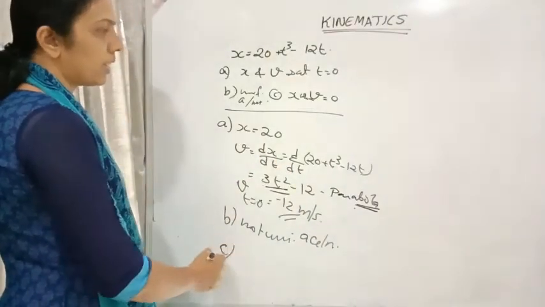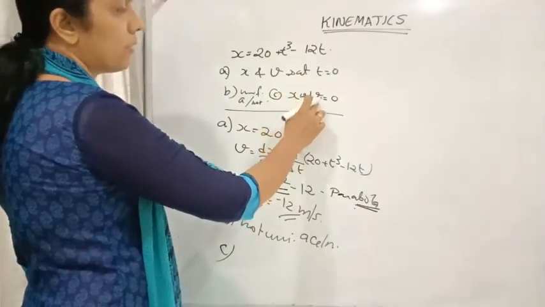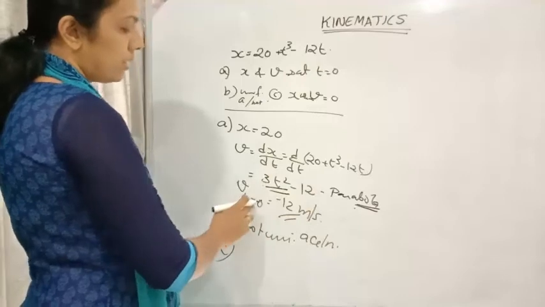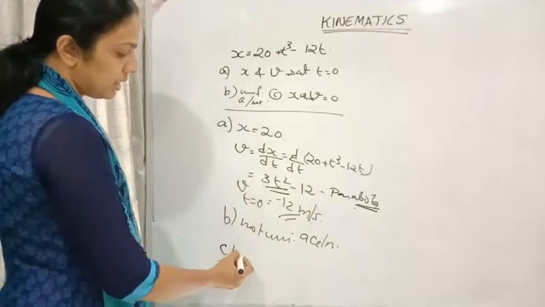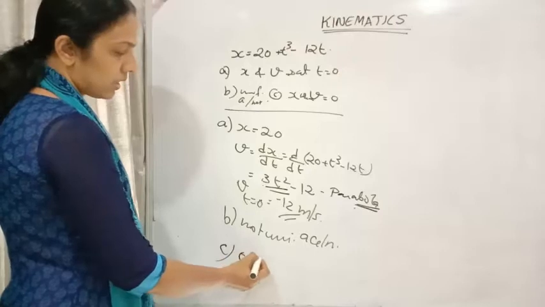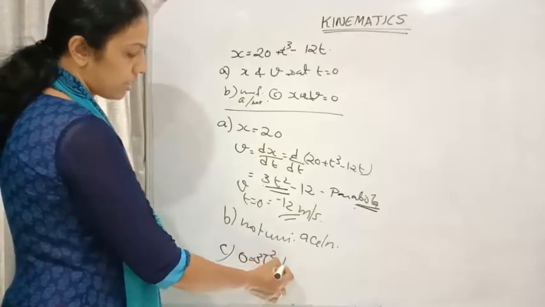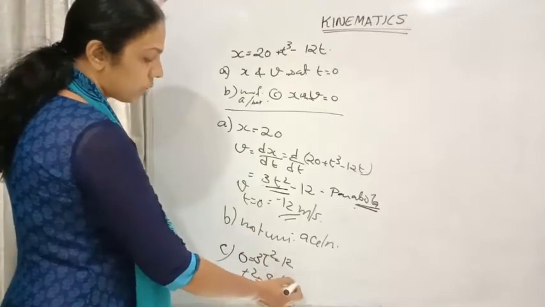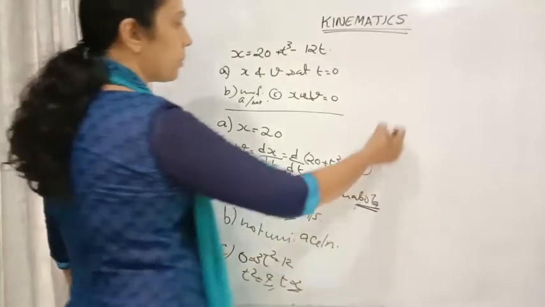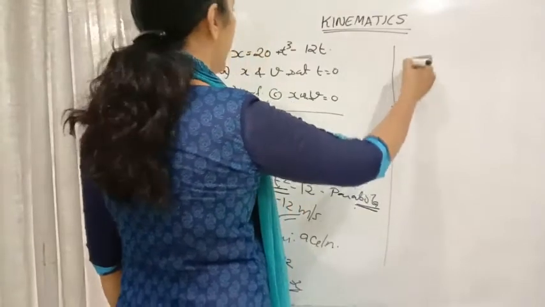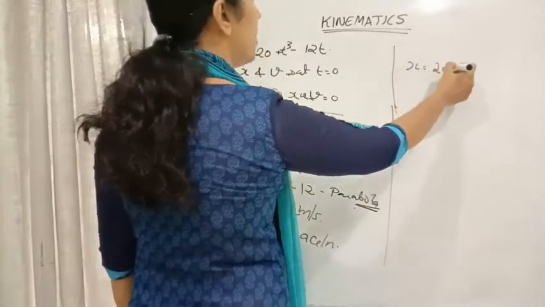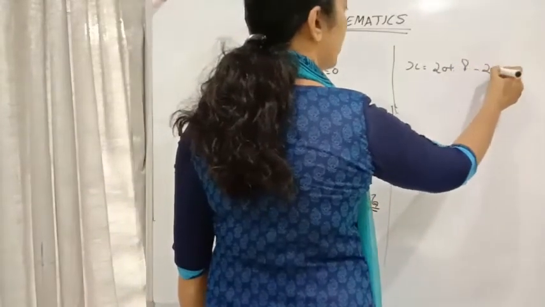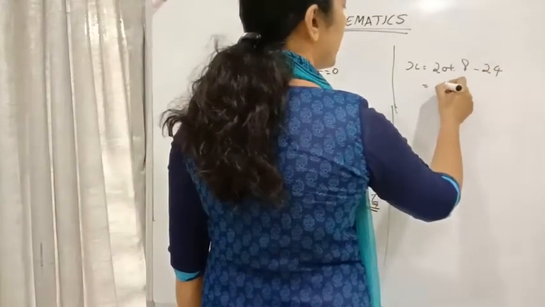Then the third one, find x when v equals 0. When v equals 0, 3t square minus 12 equals 0. So t square equals 4, t equals 2. What will be the position when t equals 2? x is equal to 20 plus 8 minus 24. So here we get 4 meter.